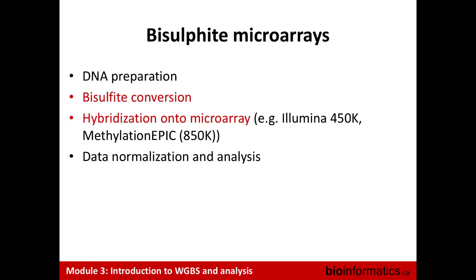So I'm starting with Illumina 450K. There were microarrays even before that, 27K, 450K. Now the methylation EPIC array, also from Illumina, basically looks at 850,000 CpGs and has probes for the unmethylated version and the methylated version, and then it's able to assess the state based on which probe hybridizes better, basically, or which lights up better.